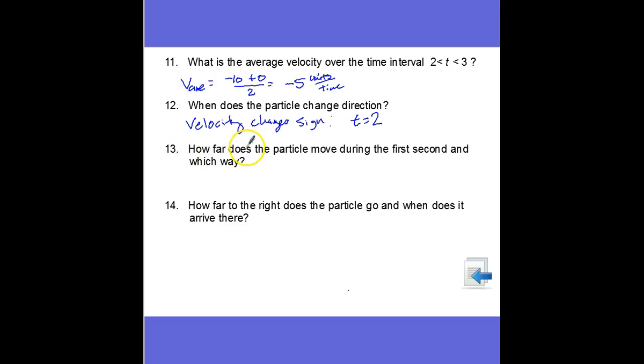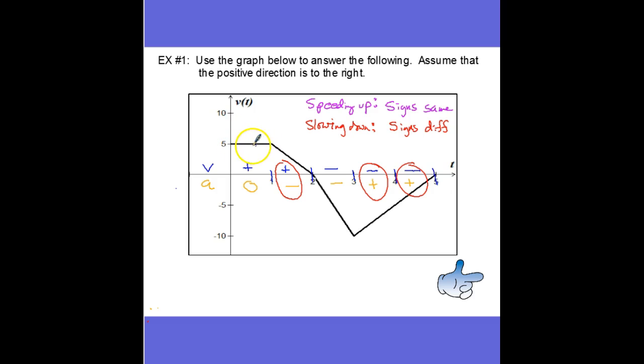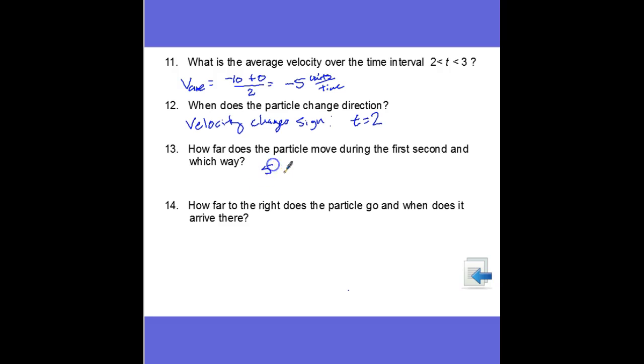Number 13 asks, how far does the particle move during the first second and in which direction? So in the first second, from 0 to 1, it's moving at a constant speed of 5 units per second. And so if we're traveling at 5 meters per second times 1 second, we've traveled 5 meters. So 5 units per second times 1 second gives us 5 units. And this was a positive velocity, and so it's moving right.